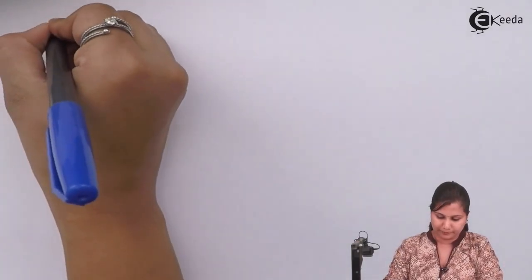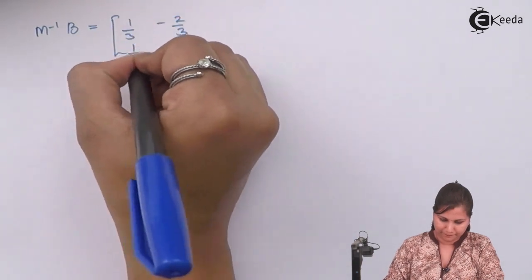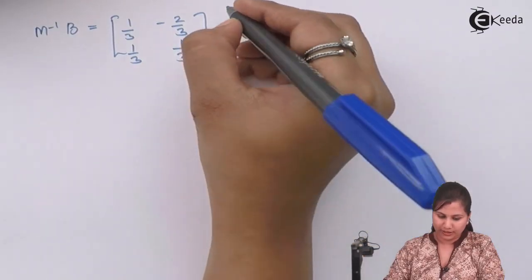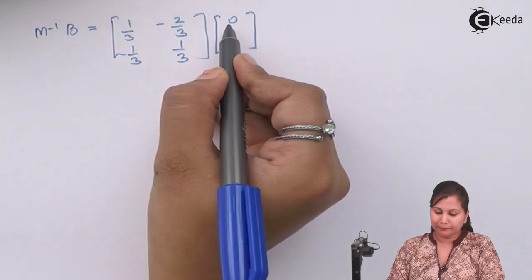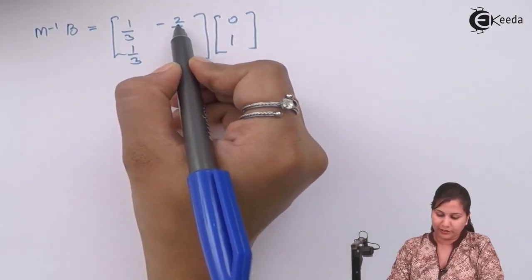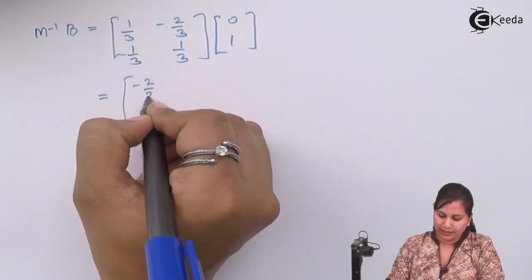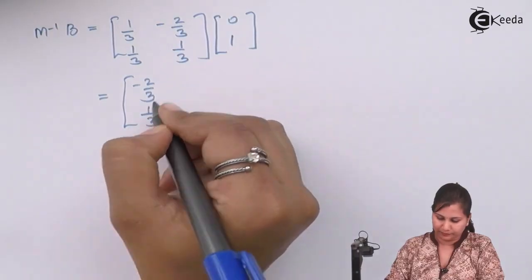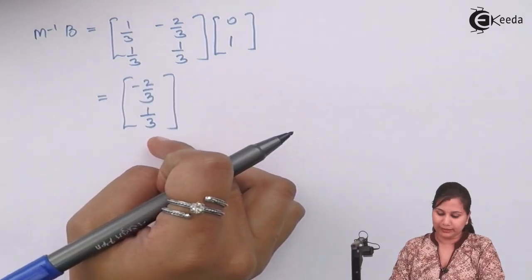Now we have to calculate M inverse B. B matrix is given to us in the question. It is 0 and 1. So again we are going to multiply 1 by 3 into 0 and minus 2 by 3 into 1. So it is minus 2 by 3. 1 by 3 into 0 and 1 by 3 into 1. So it is 1 by 3. So M inverse B is minus 2 by 3 and 1 by 3.